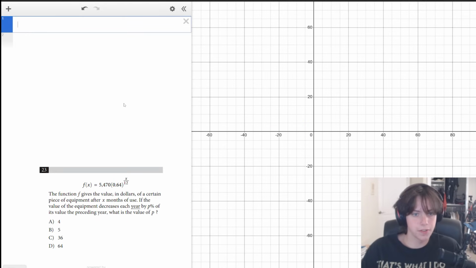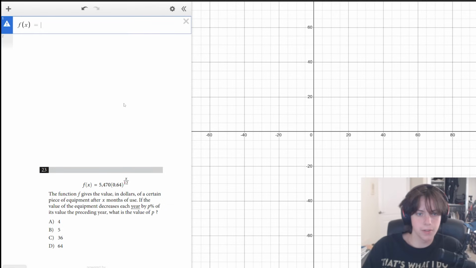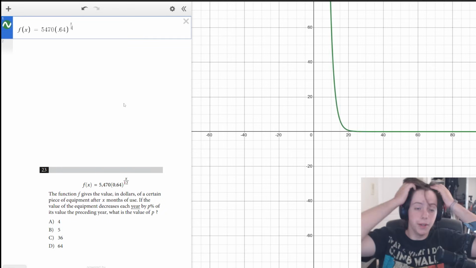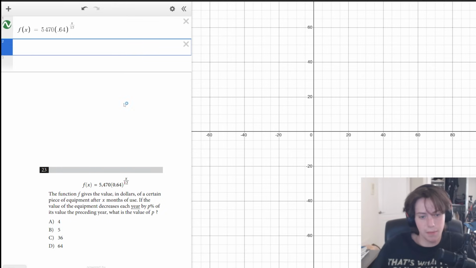The function f gives the value in dollars of a certain piece of equipment after x months of use. If the value of the equipment decreases each year by p% of its value the preceding year, what is the value of p? So f of x equals 5470 times 0.64 to the power of x over 12. We know that it asks each year what happens to the value, and a year has 12 months, and f of x is in terms of months.